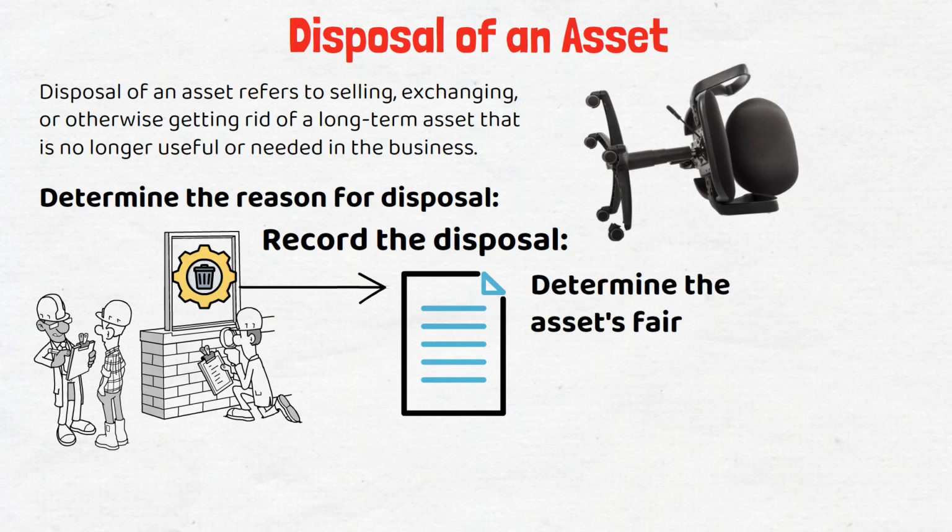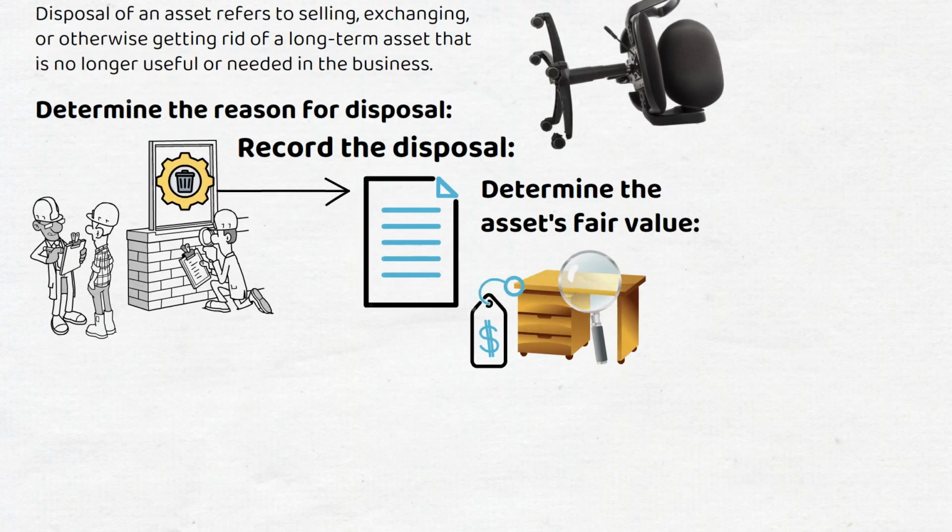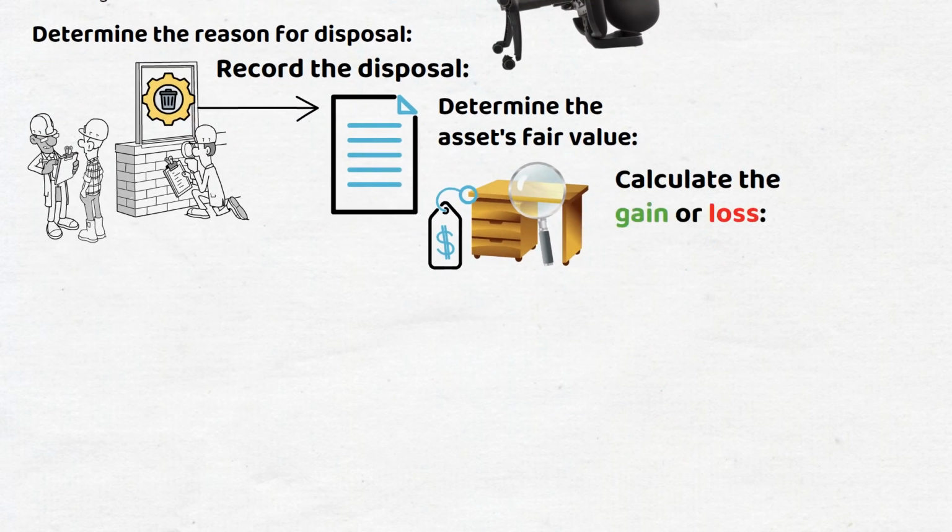Determine the asset's fair value. The asset's fair value must be determined at the time of disposal. This can be done by obtaining appraisals or conducting a market analysis to determine the asset's current value. Calculate the gain or loss. If the asset's fair value is more significant than its book value, i.e., the original cost less accumulated depreciation, then the business will record a gain on the disposal. The business will record a loss if the book value exceeds the fair value.